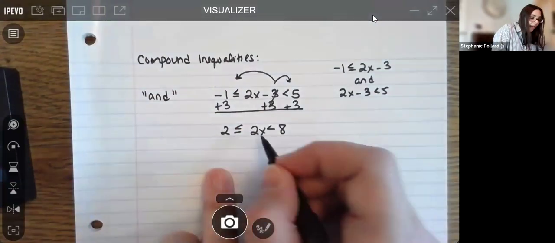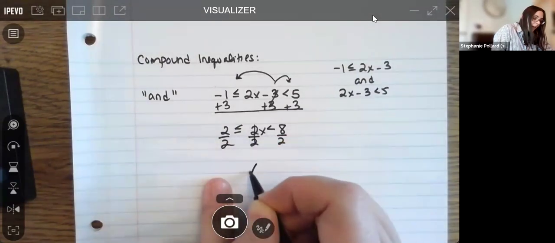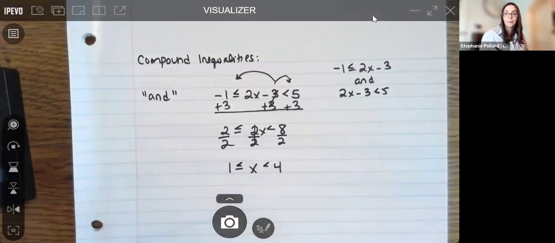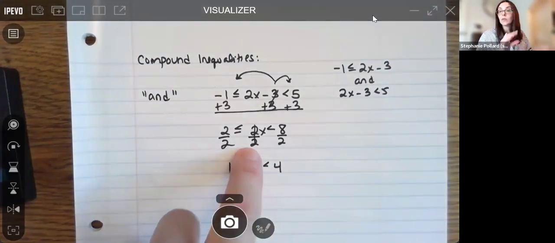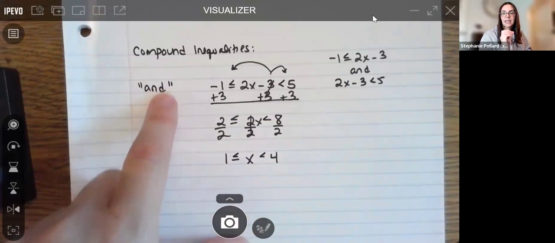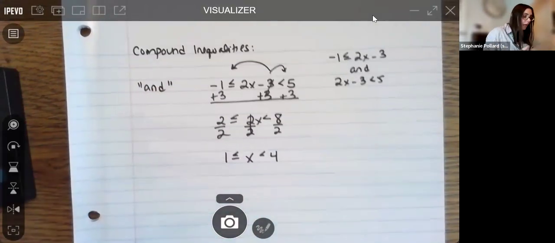And then I'm going to divide by 2. And again, I'm going to do it on all sides. So inside I have an x, on the right I have a 4, and on the left I have a 1. Now, if you divide by a negative, you would still flip the inequality signs. All that stuff still works the same. But with this particular, again, very specific type of compound inequality, you're working inner to outer. So this is your answer.